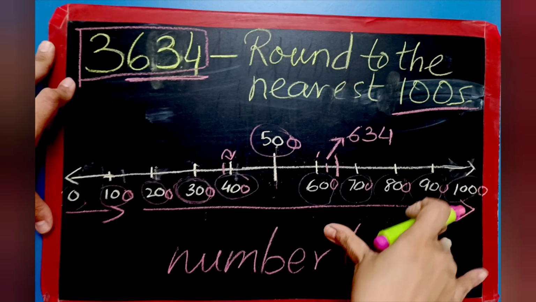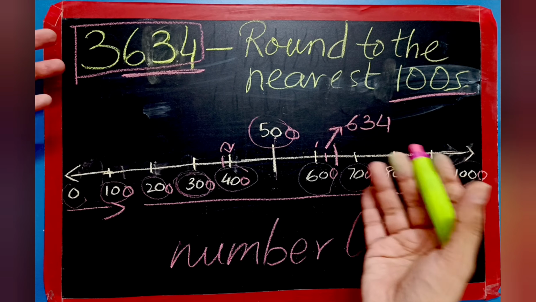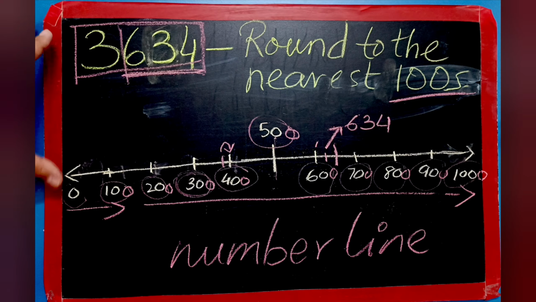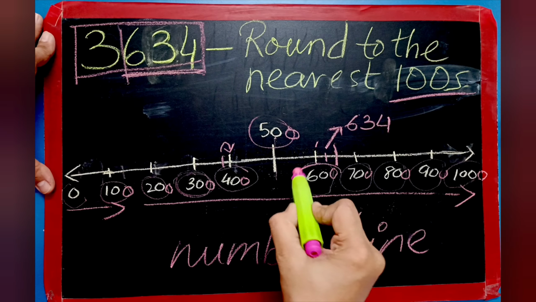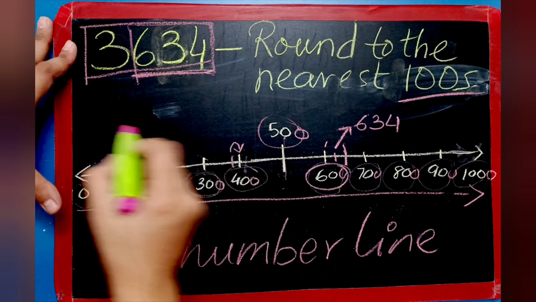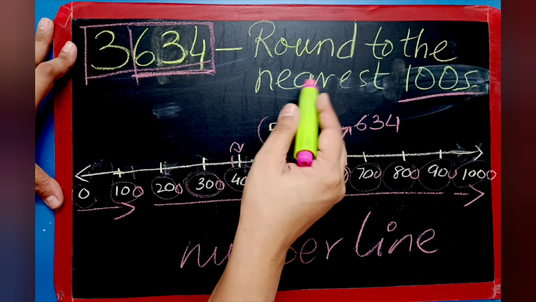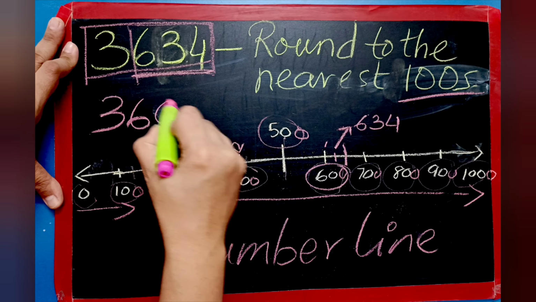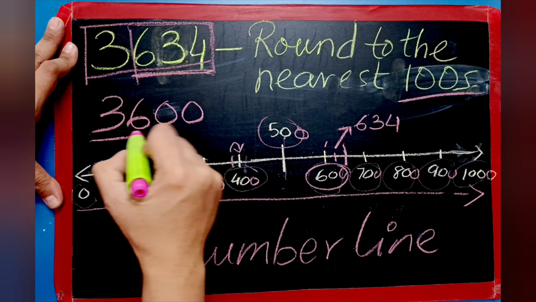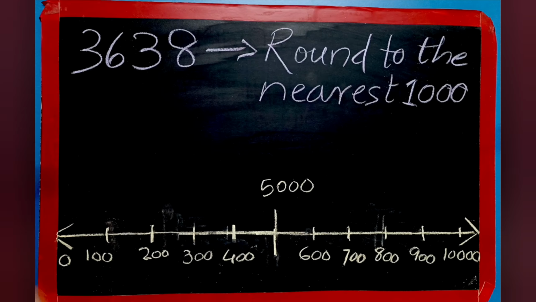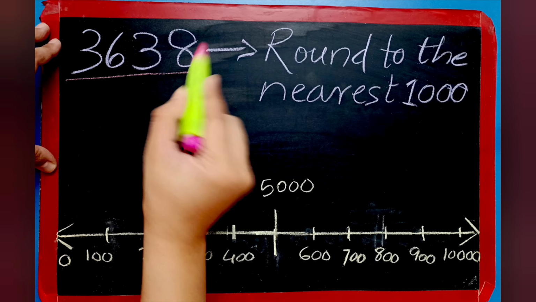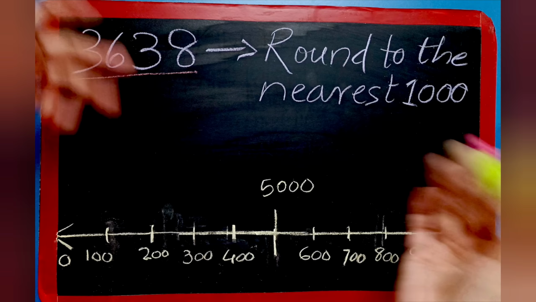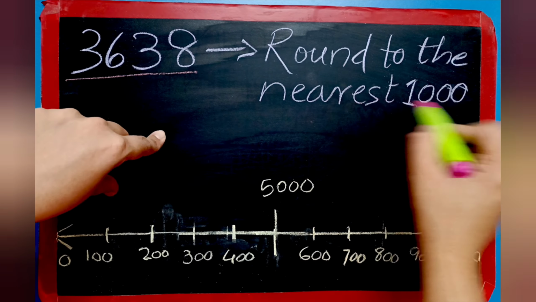So which is the nearest 100 to this figure? The nearest 100 is actually 600. So we can say that after rounding to the nearest hundreds, it becomes 3600. So we have this figure again, 3638. Now we have the question to round it to the nearest thousands.